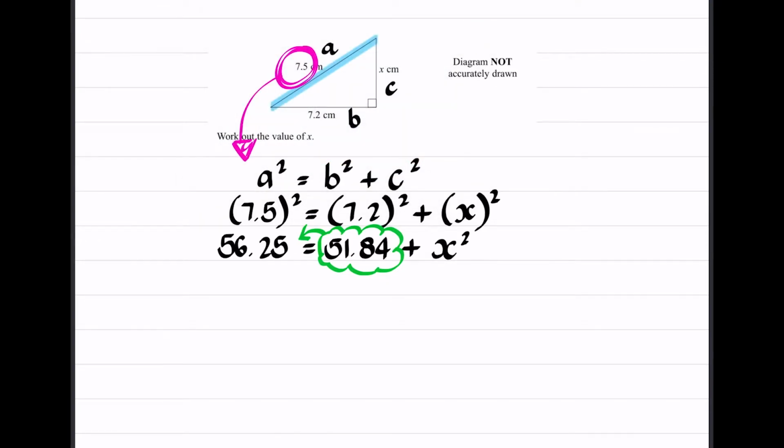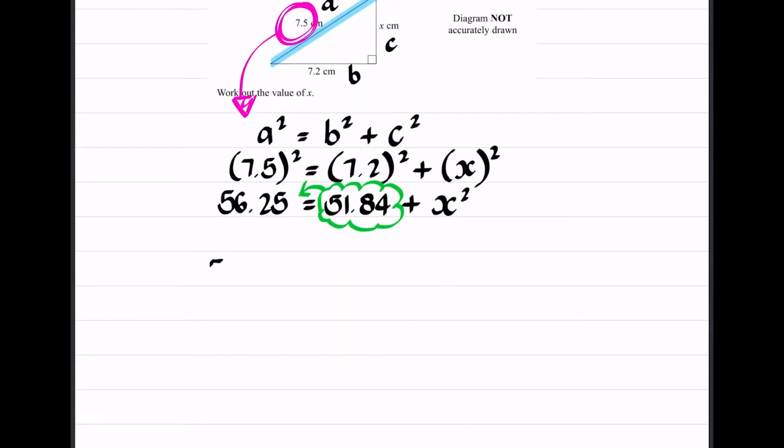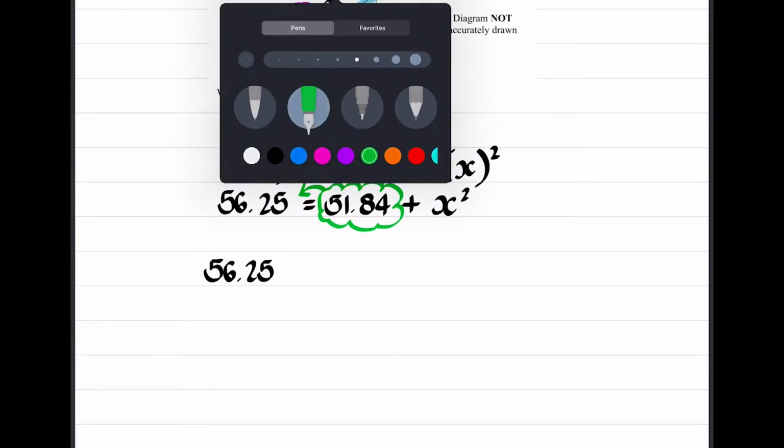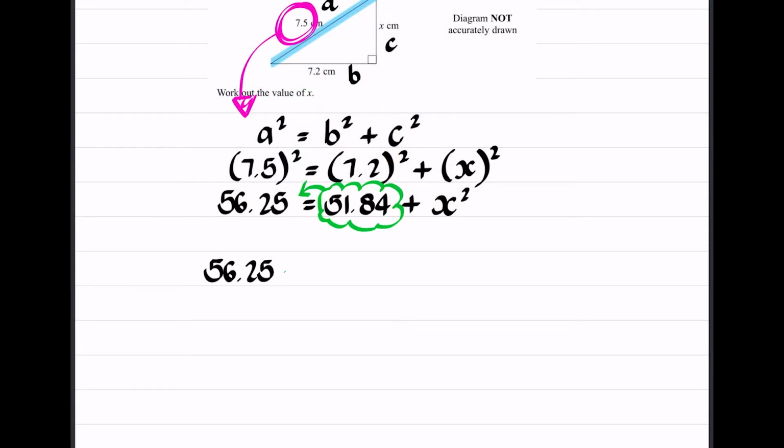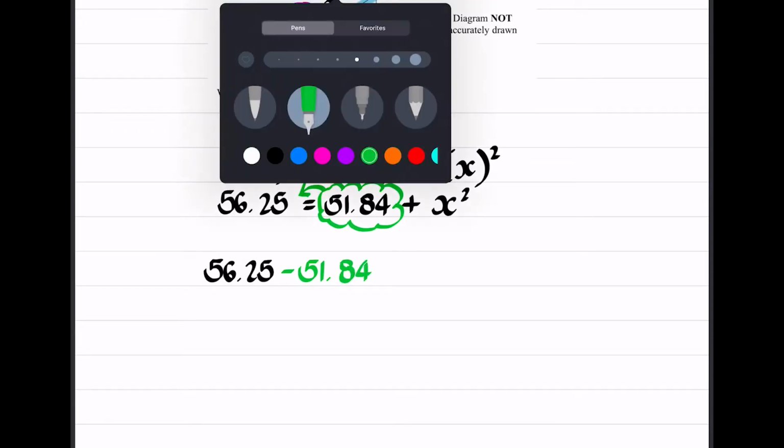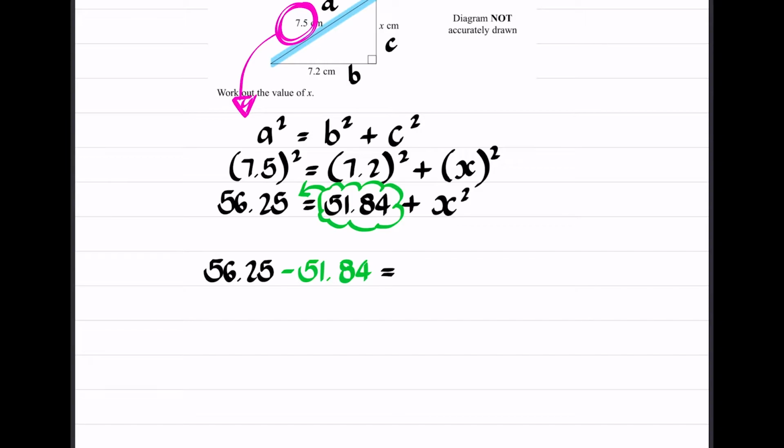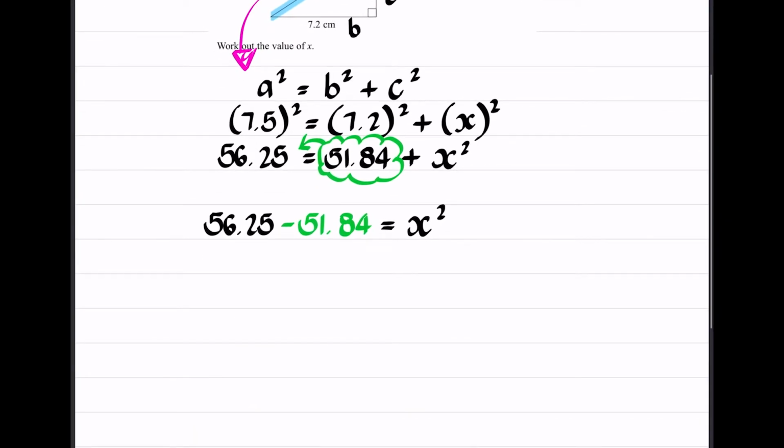So what was there on the other side already? The 56.25 is already there, so it must stay there, stay first, stay the same. The 51.84, when it goes across, changes to a negative 51.84, and that is equal to what's left on the right hand side. And once I've taken the 51.84 across, I am left with just x squared. So now I'm going to subtract the 56.25 and the 51.84 from each other, and I get an answer of 4.41, and that is equal to x squared.